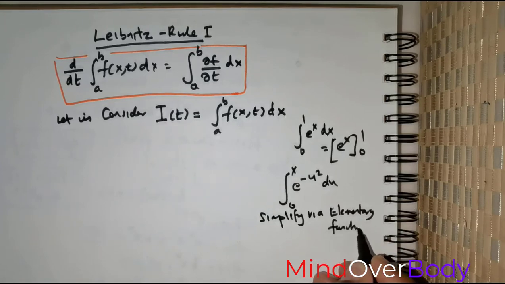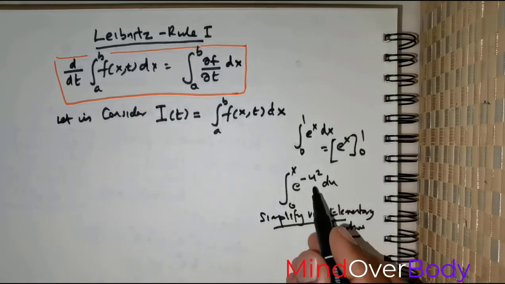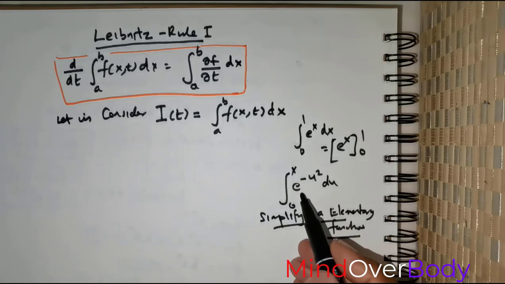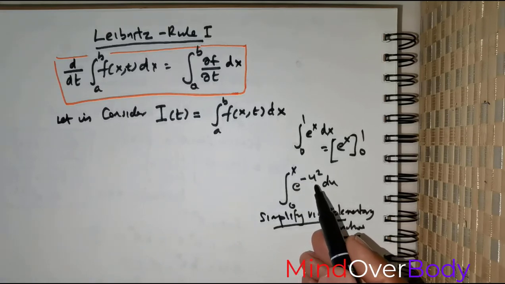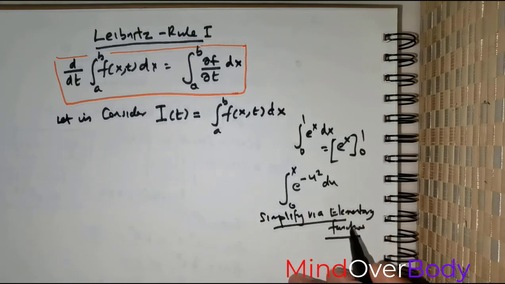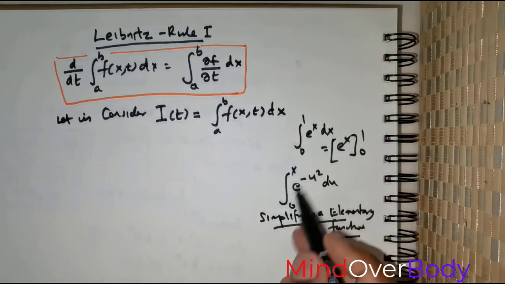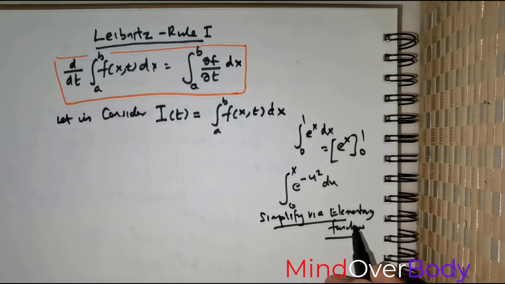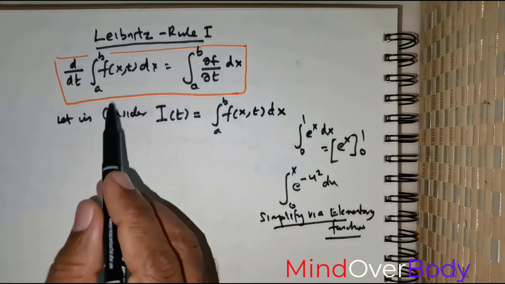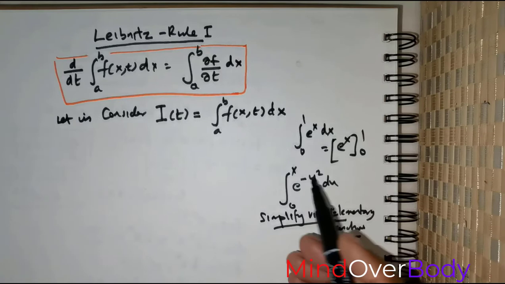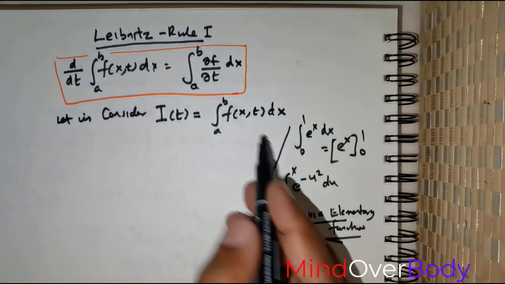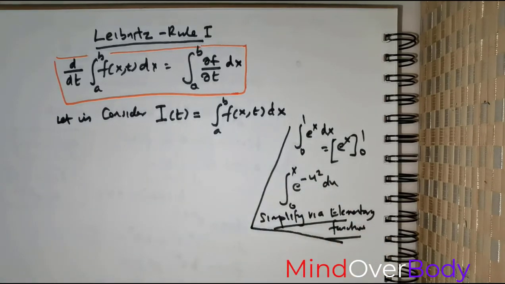It's just not possible. Of course, you can use the power series expansion for e raised to the power of x, or in this case it's e raised to the power of negative x squared. But it is just not possible for us to simplify it via elementary functions. So that is why we need the help of Leibniz. Having mentioned that, let me go on to show you the proof.